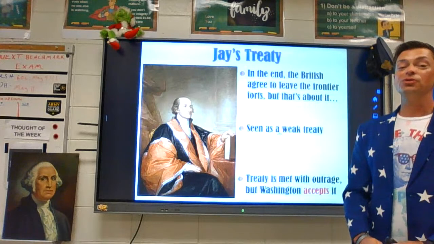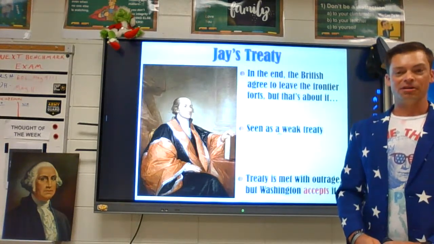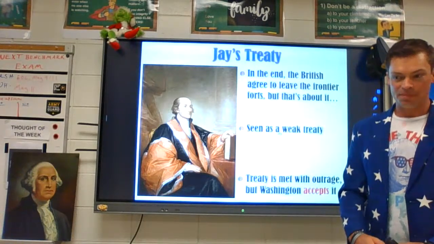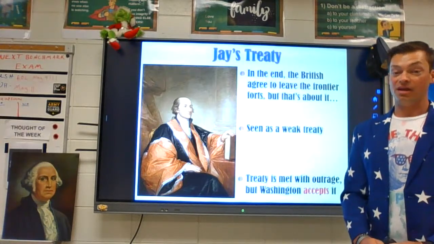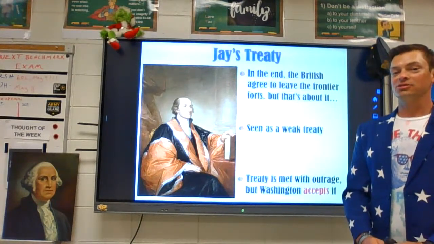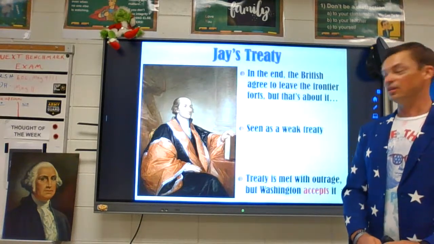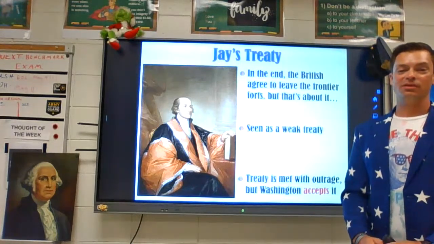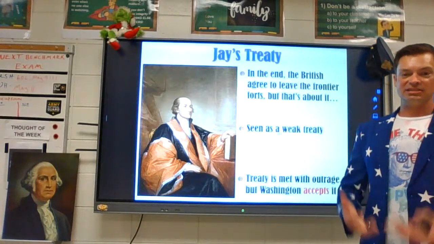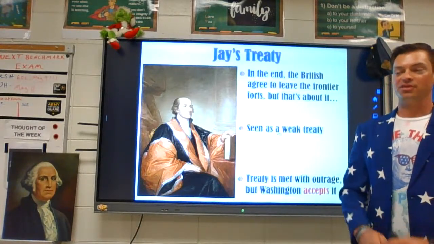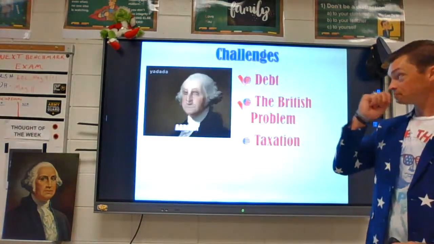In the end, the British do agree to leave forts on the frontier, but that's about it. They do not acknowledge that they're impressing our sailors, and they do not agree to stop that. They do not send home any money or make any agreements to pay what they originally agreed to pay. So John Jay is kind of like one for three, if you will, only getting them to agree to leave the frontier. So the treaty is met with a lot of disdain or outrage at home, but Washington accepts the terms. He agrees to take something rather than nothing. So this is how he approached the British problem.